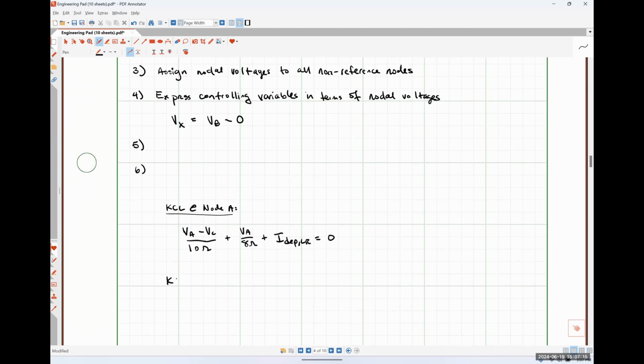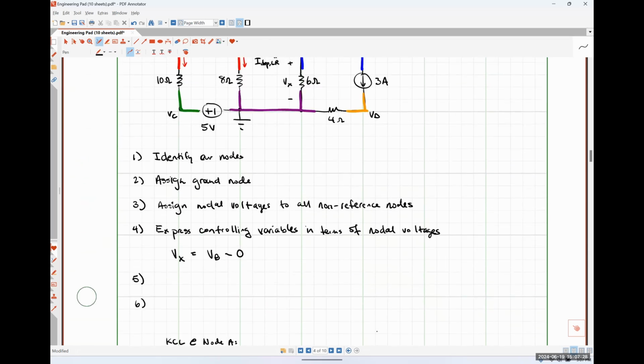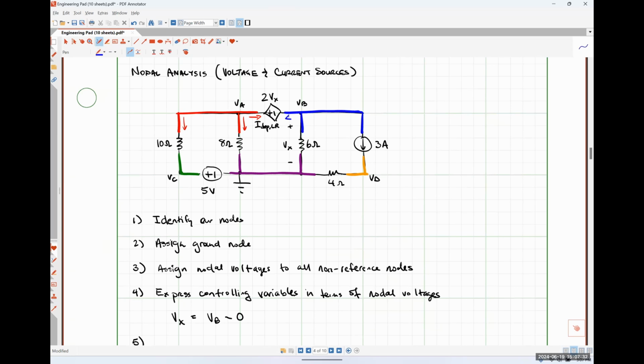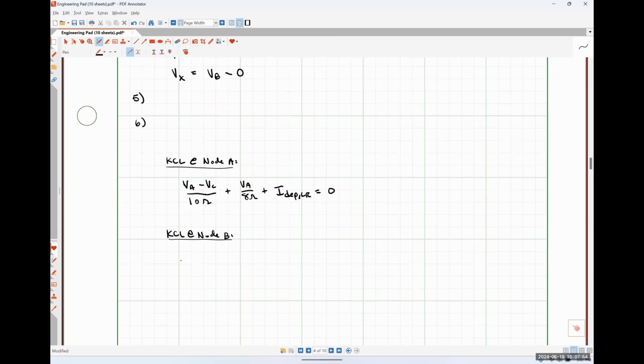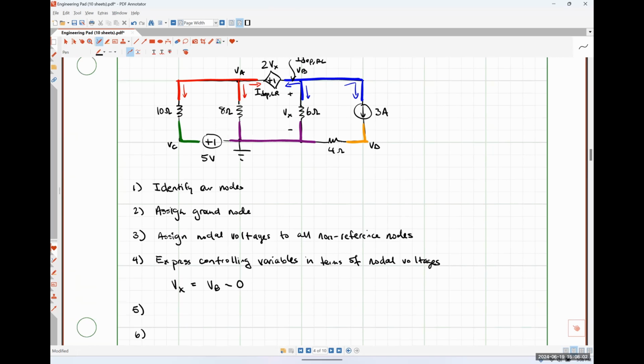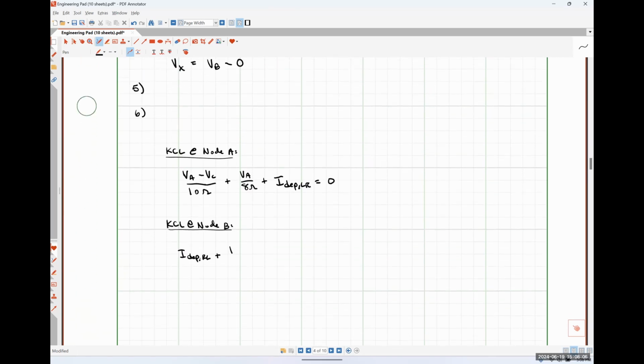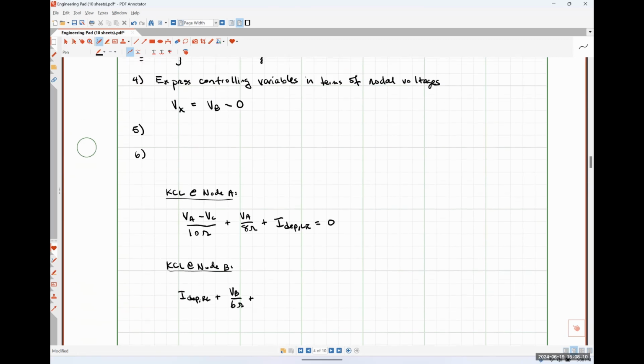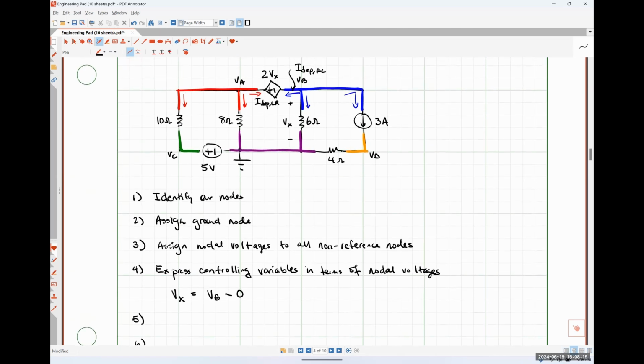Now, if we were to do KCL at node B, we would run into a very similar problem. So we would have this current flowing to the left through the dependent source, this current flowing down through the 6 ohm resistor, and then this current flowing down through the 3 amp source. So I'm going to call this current flowing to the left, kind of running out of room here, I dependent from right to left, plus the current flowing down through the 6 ohm resistor, which is just VB over 6, plus the current flowing down through our 3 amp current source, which is just 3 amps.